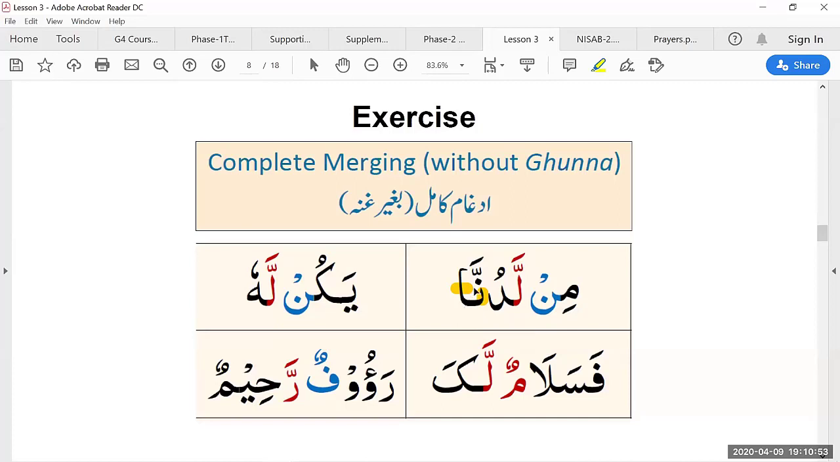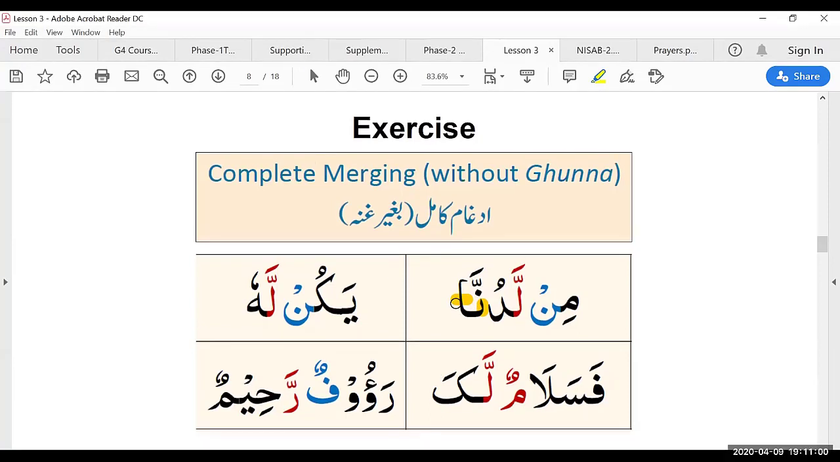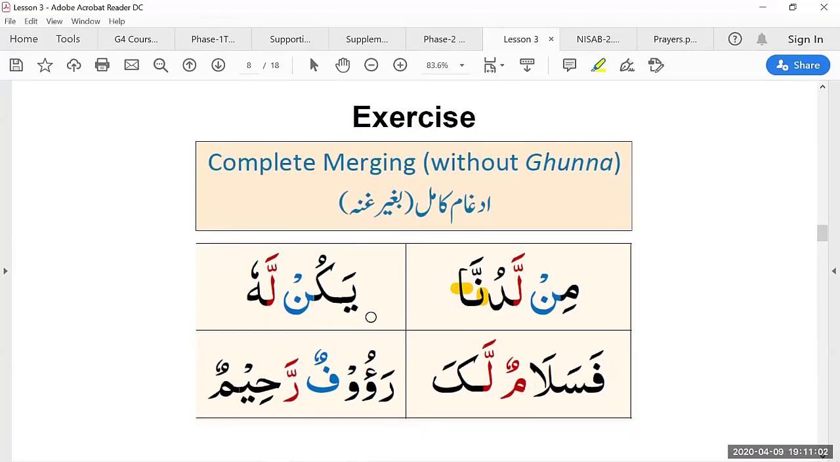Milladunna. Sustain the nasal sound, hold it for 2 seconds, and then prolong the word for 2 seconds as well. Okay, next word. Yakullahu. Fasalamul laka.